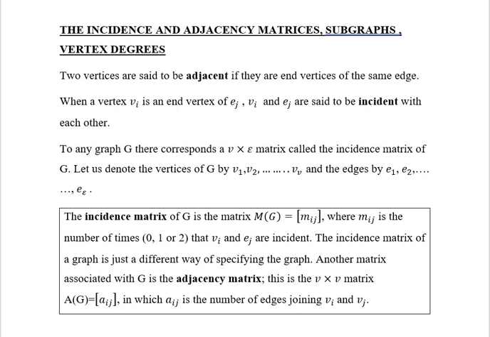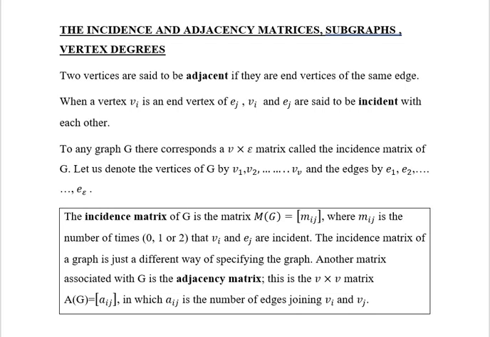To any graph G, there corresponds a V by E matrix called the incidence matrix of G. Let us denote the vertices of G by V1, V2, up to Vv, and the edges by E1, E2, up to Ee. The incidence matrix of G is usually denoted by capital M of G, which is equal to the matrix Mij, where Mij is the number of times, 0, 1 or 2, that Vi and Ej are incident.